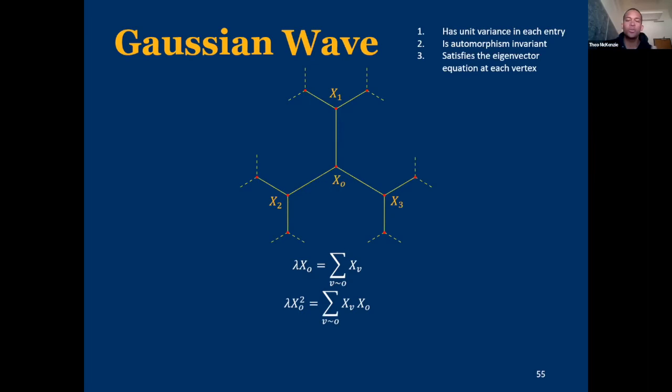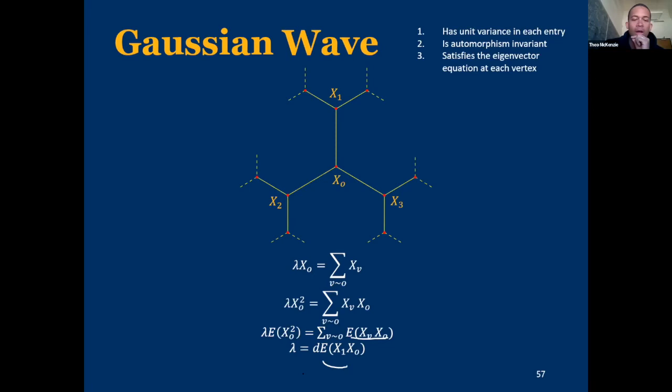So I multiply both sides by X origin. The other thing that I want is for this to be automorphism invariant, so really on the right, these are all just copies of X. We take the expectation of both sides, and I want each of these on the right-hand side to be copies of just X0 times X1.